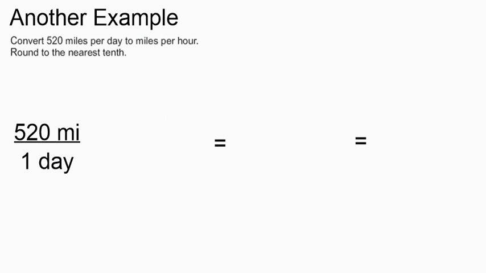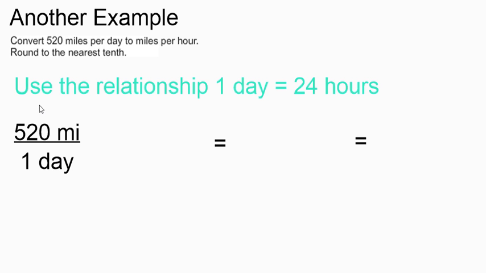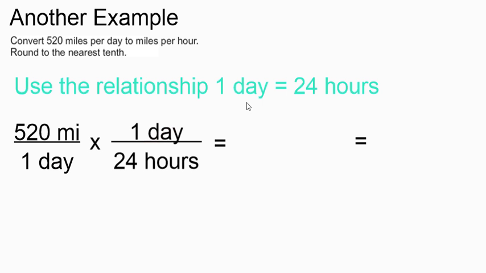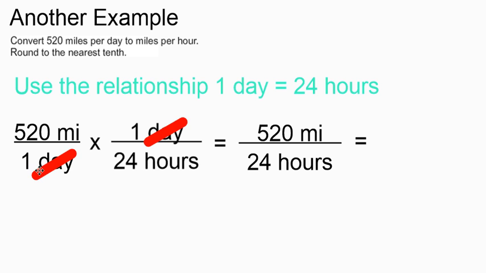Another example, we're going to convert 520 miles per day to miles per hour. We're going to round to the nearest tenth. So we're going to use the relationship 1 day equals 24 hours. I set up my ratio, 520 miles over 1 day. I'm going to multiply it times my conversion factor. Notice my days are diagonal from each other so they can divide out. Now I'm left with 520 miles on top over 24 hours. I'm going to simplify that down to 21.7 miles in 1 hour.